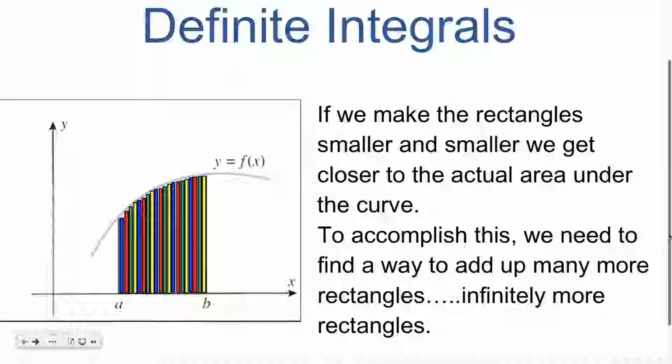So what we're going to do today is make our rectangles infinitely small so that we have infinitely many rectangles to get the exact area under the curve. No more approximating. We're going to get the exact area under the curve by taking these rectangles and making infinitely many, infinitely small rectangles. Does that make sense? Okay.